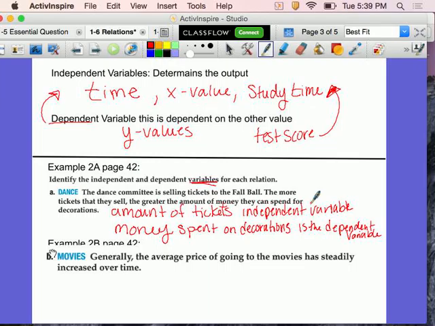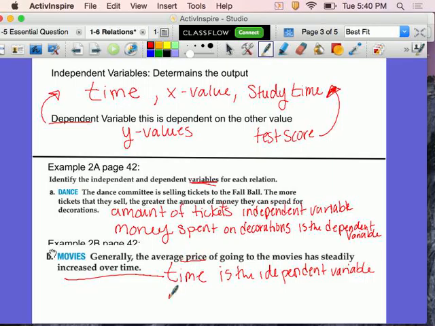So generally, the average price of going to the movies has steadily increased over time. This one's easy. Time. Time is independent. Especially elapsed time is independent. Time is the independent variable. And then the dependent variable is price. That's our other number.